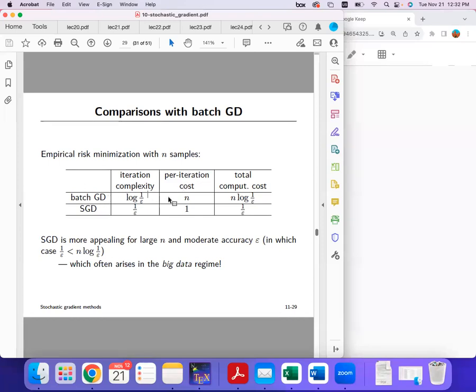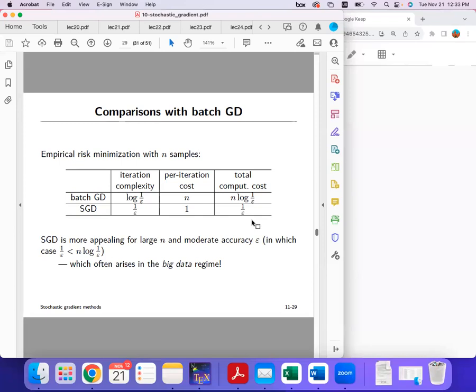For gradient descent, we need to compute the gradient for all the data samples. Suppose we have n data samples. Then we need to compute the gradient associated with all of them. We need to load the entire set of data. But for SGD, for every iteration, we just need to load a single data point and compute this gradient. So the total computation cost is n times log 1/epsilon versus 1/epsilon. So it depends on how big the data is and how accurate the target accuracy is.